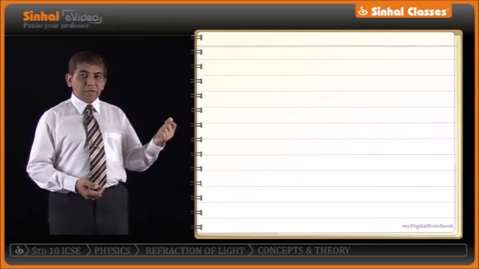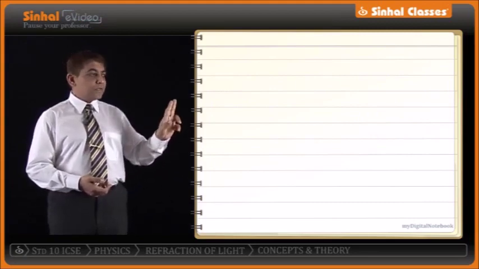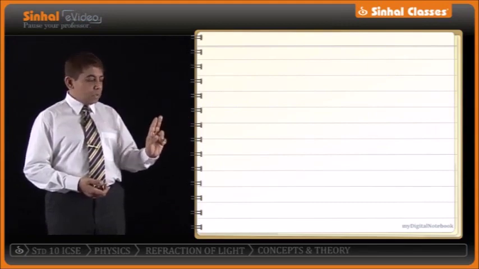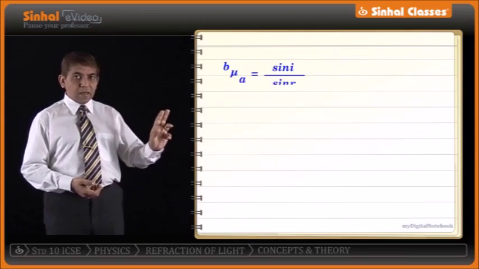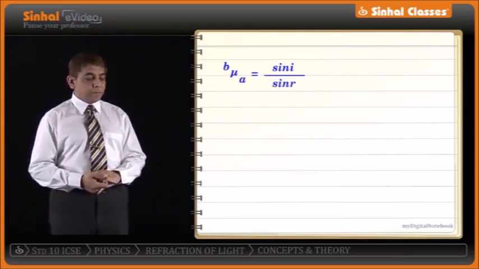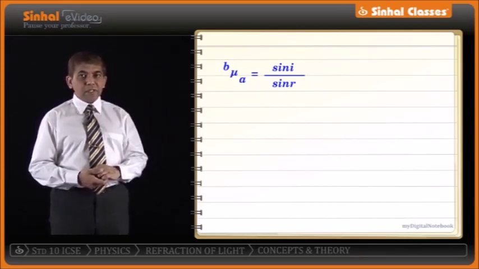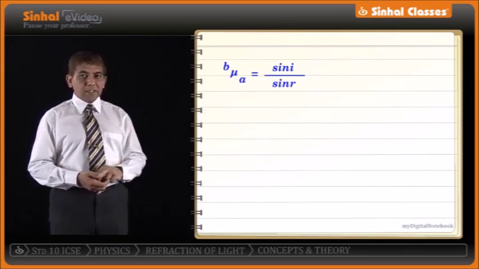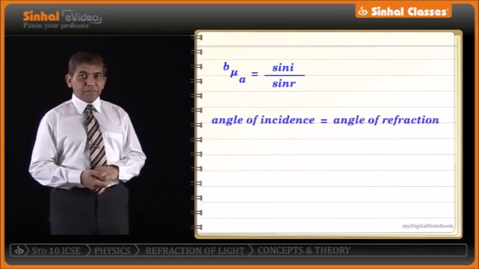Based on this law, we have a mathematical relation, that is refractive index of second medium with respect to first is equal to sine i upon sine r. However, if the ray is incident normally to the surface, we see that this ray of light would travel undeviated. That means angle of incidence is equal to angle of refraction.